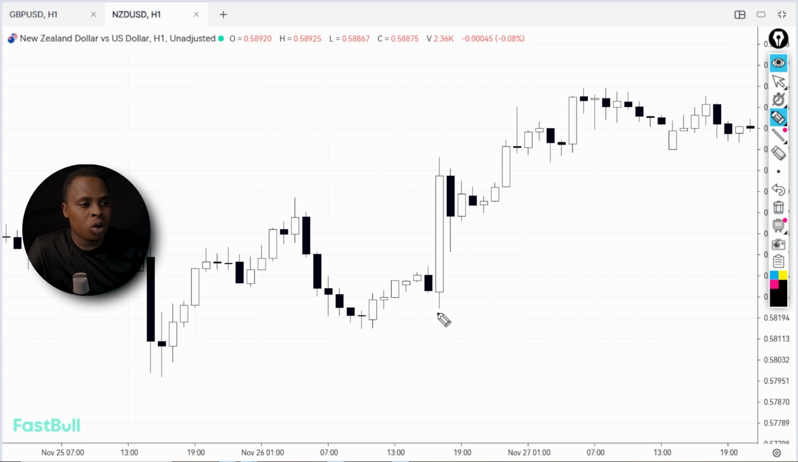You can see that this candle is completely covering this candle. So this is the second candle, candle number 2, and this is the first candle. The second candle is completely covering the first candle right here.